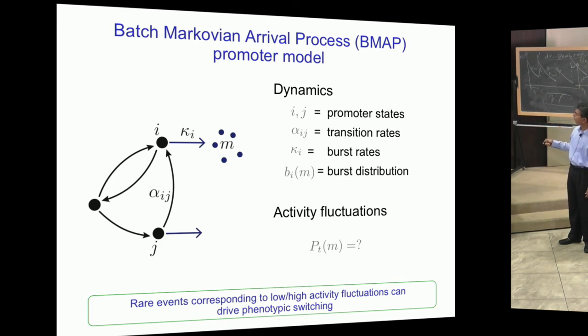And the idea is that for this general model, we would like to be able to say something about rare events when it comes to the rate of production output from this promoter, whether it's mRNAs or proteins, because these rare events potentially drive phenotypic switching.